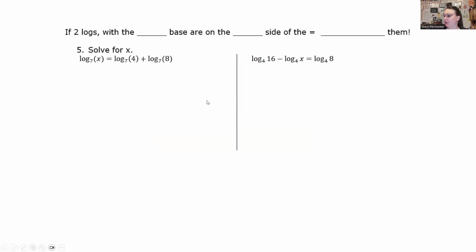There's one more thing that we need to go over, and it's talking about if you have two logs with the same base. If two logs with the same bases are on the same side of the equal sign, let's combine them. And we've learned how to do that. Two logs with the same base on the same side of the equals, combine them, or condense them. Sorry, let's use that word. Let's condense them. Let's write condense.